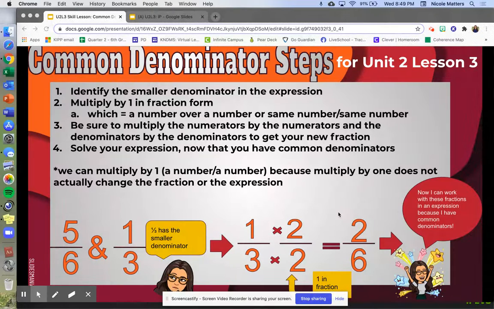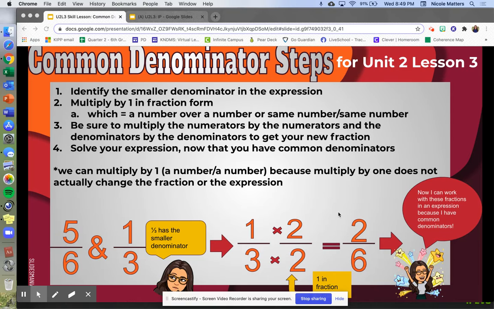So after I figure that out, my next step is to multiply by 1 in fraction form. And what I mean by that is that 1 in fraction form, you can see here I wrote which equals a number over a number. You can also think of it as the same number over a same number. In step 3, remember, when you multiply by 1 in your fraction form, be sure to multiply the numerators by the numerators and the denominators by the denominators. That's going to get us a new fraction.